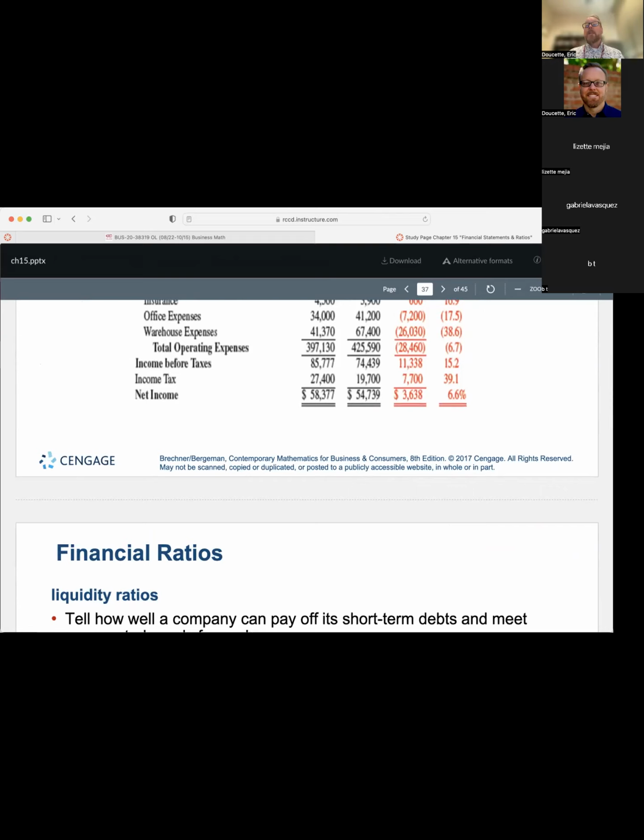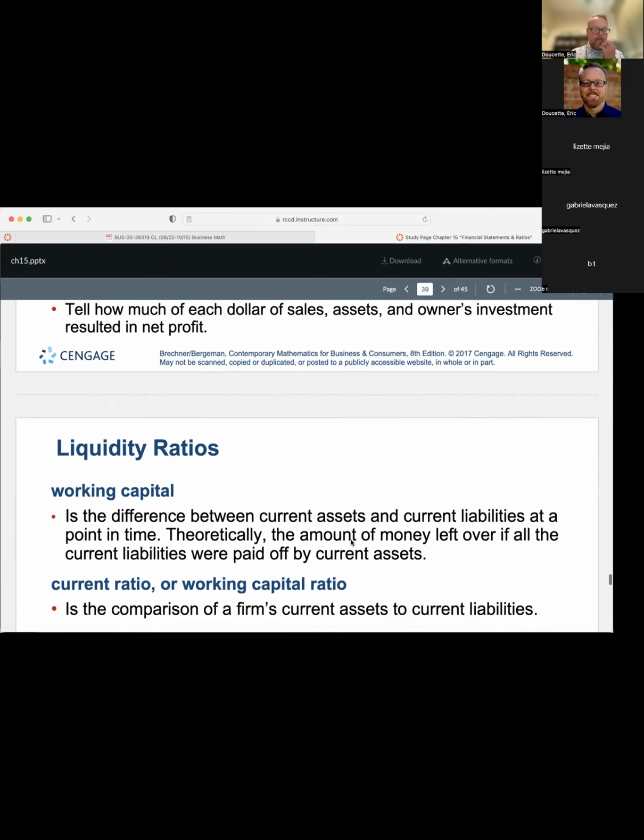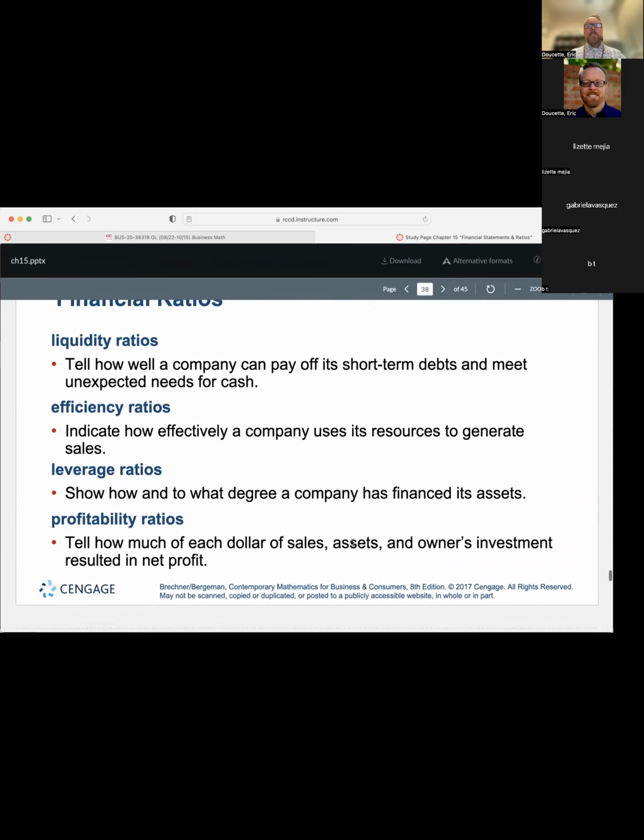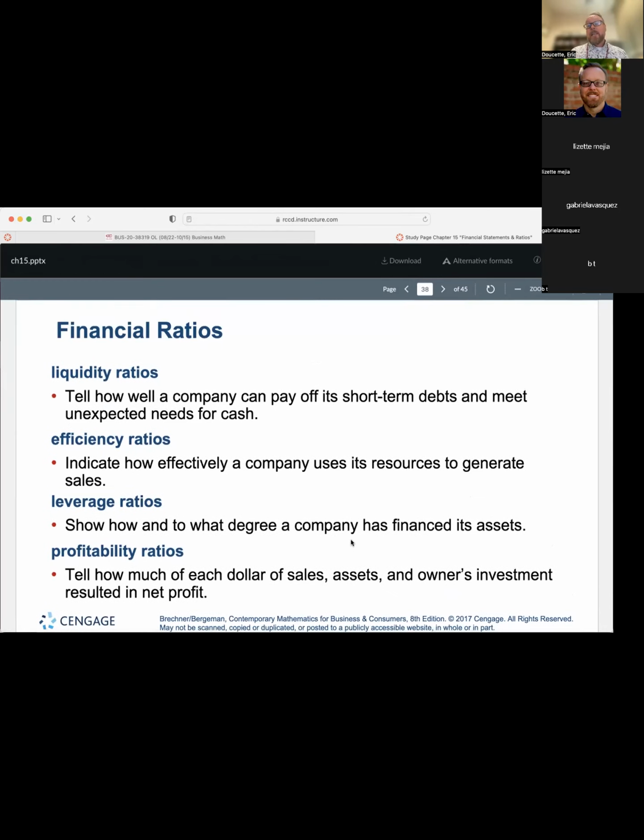So that's pretty much it for the two statements that you're going to be doing. And now we get into financial ratios. Ratios basically tell you, again, they're taking information off the balance sheet or the income statement or both, and they're running these calculations, and these calculations tell you something about the company.